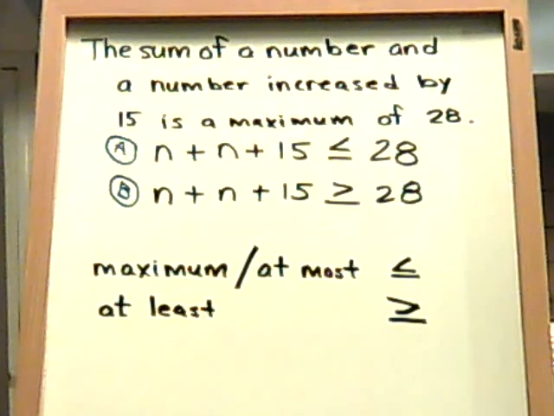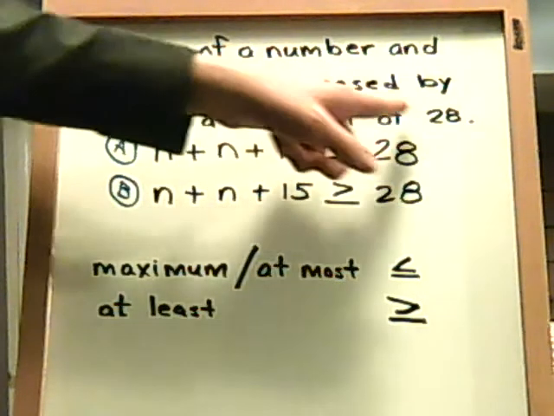All right, in this problem, we're looking at the second one on homework 90. It says, write an inequality. The sum of a number and a number increased by 15 is a maximum of 28. Okay, so now I wrote two answer choices here. Very often these are multiple choice questions. And what it comes down to is trying to understand if a maximum of 28.